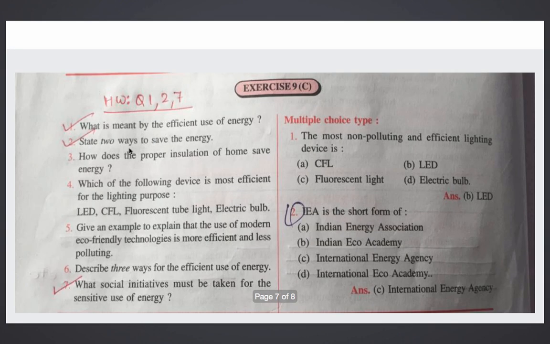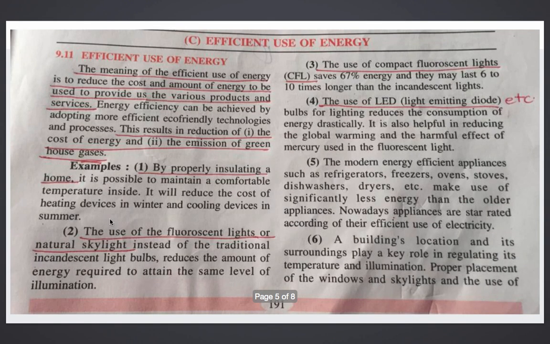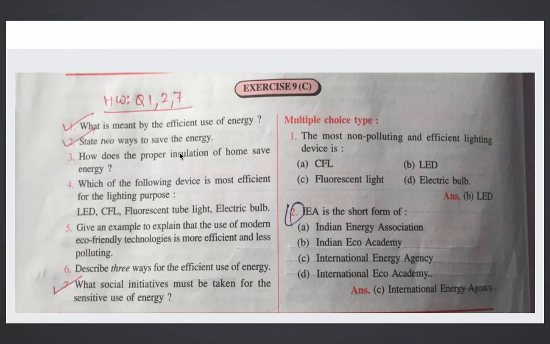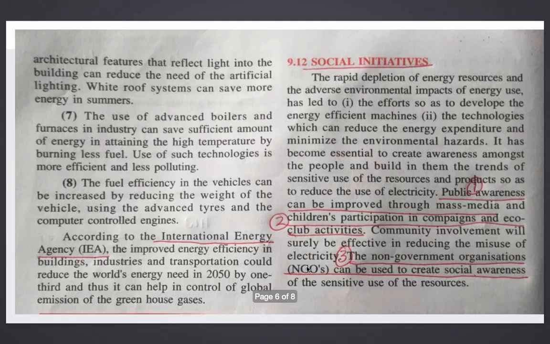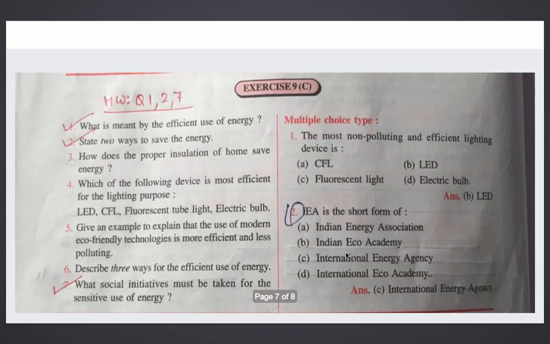Fine. Next, state 2 ways to save energy. I've marked 4 at least for you. You can write any, and don't write the whole paragraph. This much is more than enough. So they're asking us to write 2 ways to save energy. Next, social initiatives: taking the help of NGOs to create social awareness, children can participate in campaigns and eco club activities, and public awareness through mass media. So these are the 3 ways. In points form I have already marked them for you. So homework is not to do all, obviously only question number 1, 2 and 7. See here I have written very clearly.